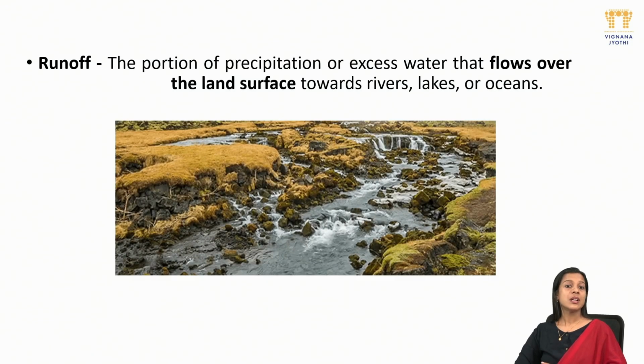The next one is runoff. Runoff is the portion of water that flows over the land surface towards rivers, lakes, and oceans. Runoff occurs when rainfall intensity exceeds infiltration capacity or when the soil becomes fully saturated. Runoff estimation is extremely important in flood analysis, drainage design, and watershed management.